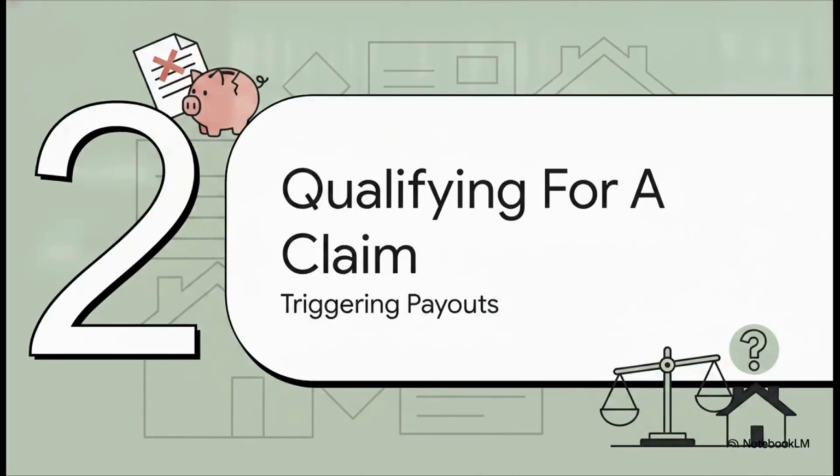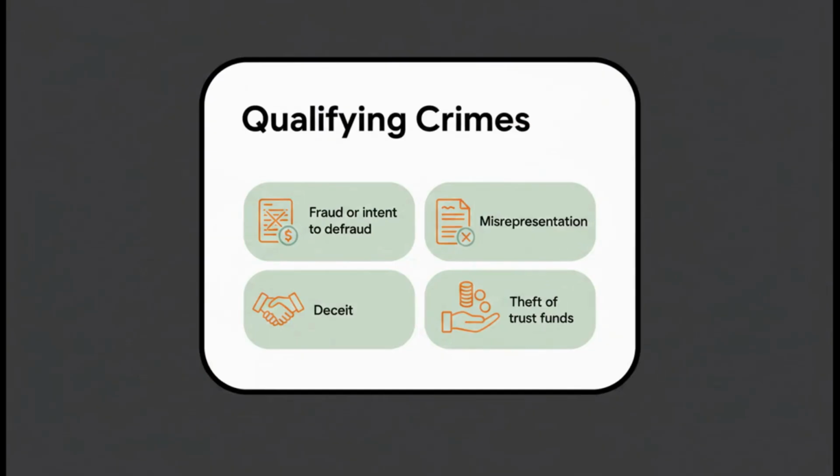Moving right along to Section 2, qualifying for a claim. So, what kind of bad behavior actually triggers a payout from this account? Well, there are 4 specific, really serious offenses that allow a victim to apply for these funds. We're talking about fraud or the intent to defraud, misrepresentation, deceit, and the theft, which in legal terms is often called conversion, of trust funds. So you can't just apply because a real estate deal didn't go the way you hoped, right? If the licensee's actions fall specifically into one of these 4 categories, and the victim has a final court judgment that they just can't collect, then, and only then, are they eligible to file a claim.